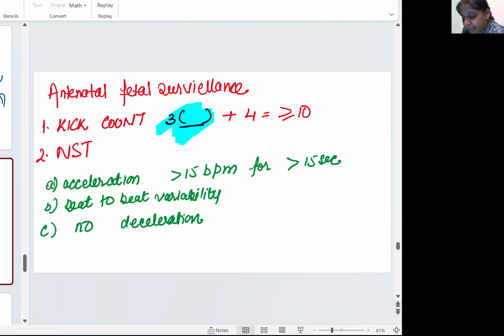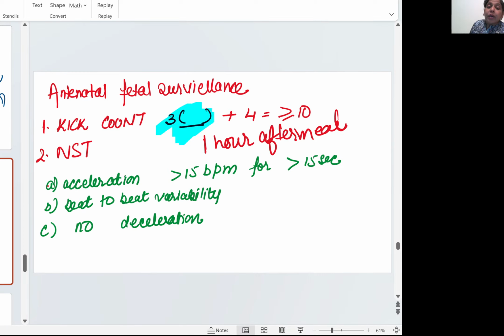Kick count is done 1 hour after the meal. And then we multiply it by 3 and add 4. Okay, and that should be more than 10. Yes, that should be more than 10.